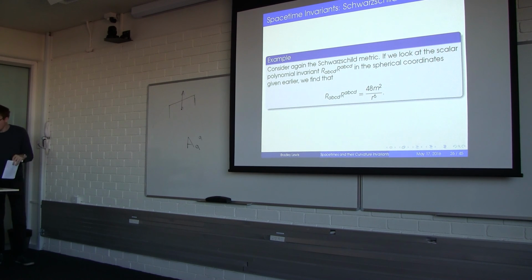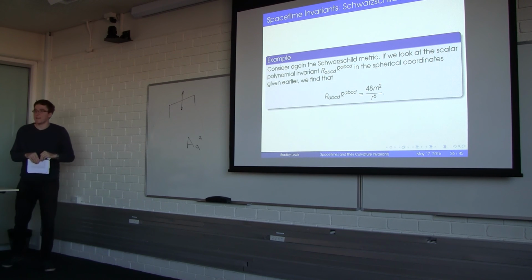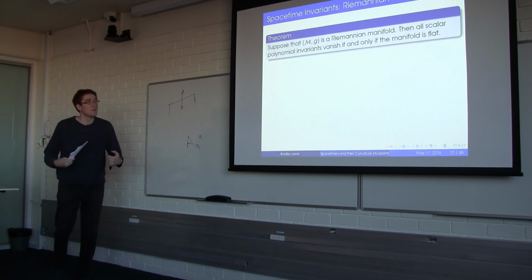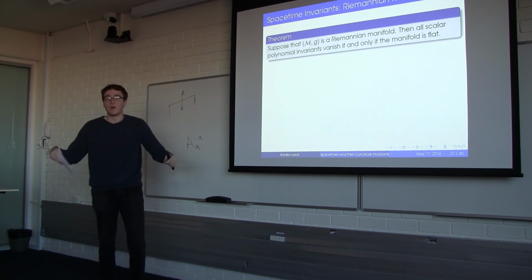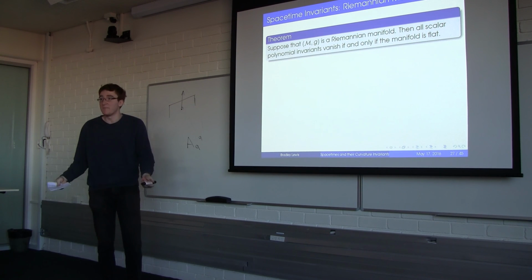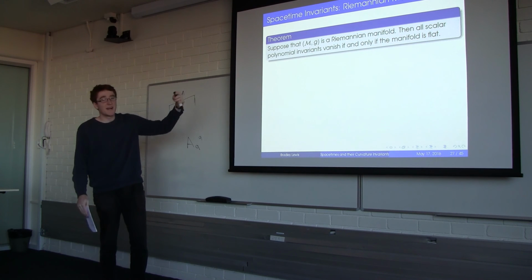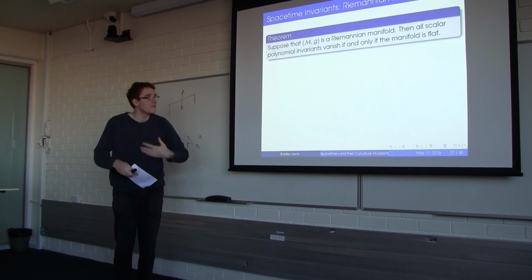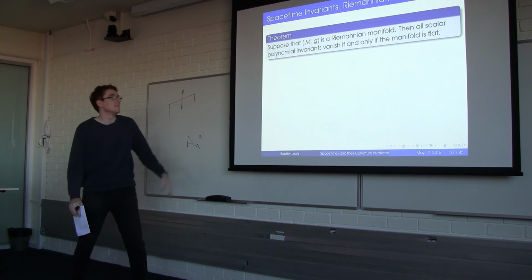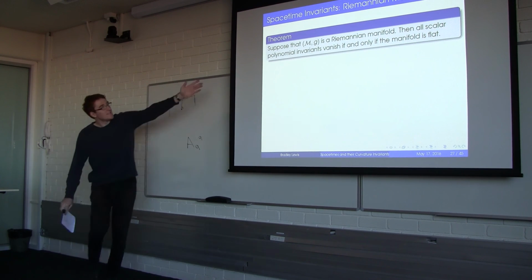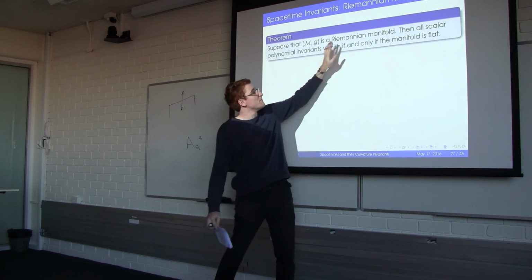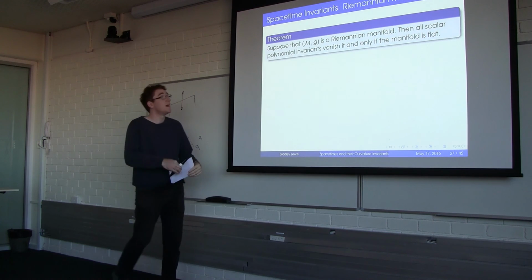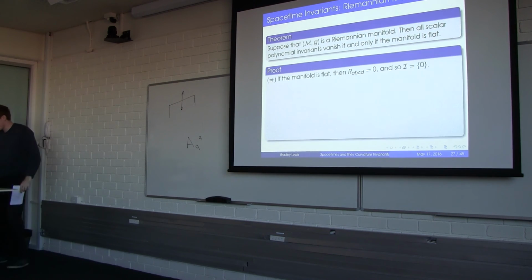Okay. Now, let's suppose a case where all of our scalar polynomial invariants are 0. What does that tell us about our space-time? Before we move on to actually talking about space-times, we'll just go through what happens with a standard Riemannian manifold. All of our curvature invariants are 0. What does that tell us? This theorem says that if (M, g) is a Riemannian manifold, then if all of them vanish, the manifold is flat. And that's quite nice. We'll just show a quick little proof of that.